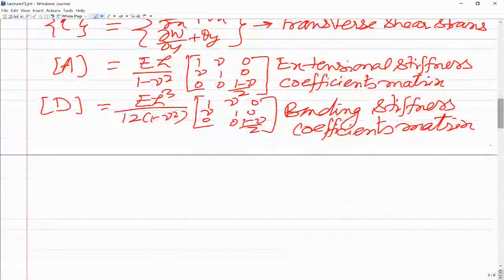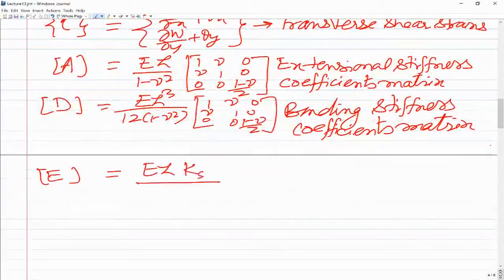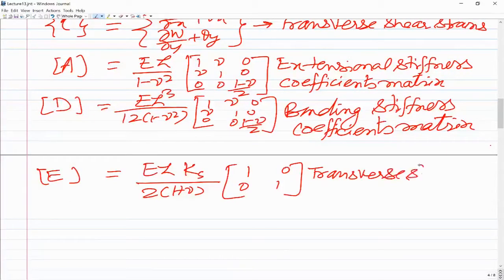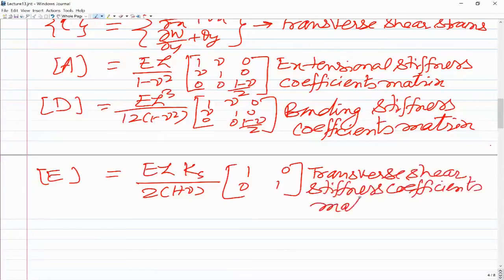And then E you already know, we have defined earlier. So we have this as E H into shear correction factor Ks divided by 2 into (1 plus nu) times the matrix [1 0; 0 1], and we call it the transverse shear stiffness coefficients matrix. So this is what you now get as the strain energy.